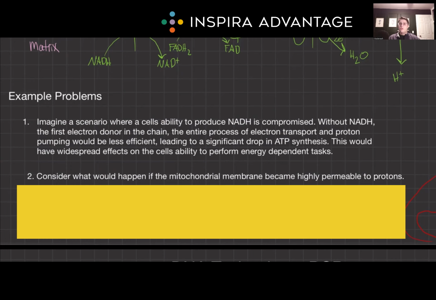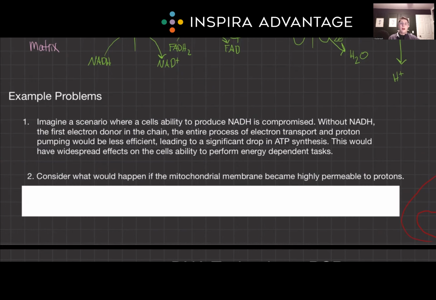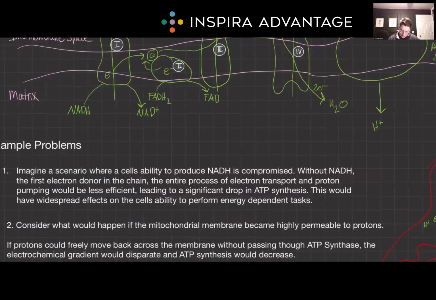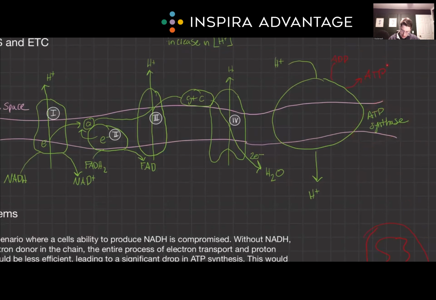Now let's do another super common question I see on the MCAT all of the time. Consider what would happen if the mitochondrial membrane became highly permeable to protons. Pause and think about this. Well, if protons could move freely across the membrane without passing through ATP synthase, then the whole point of it is useless, right? The protons won't spin the turbine, they're just going to move across. And if they don't spin the turbine of ATP synthase up here, we're going to make no ATP.